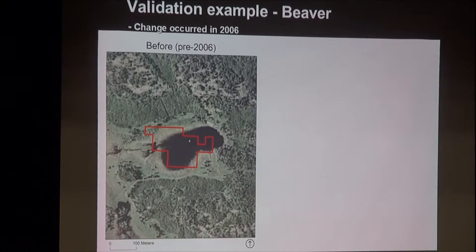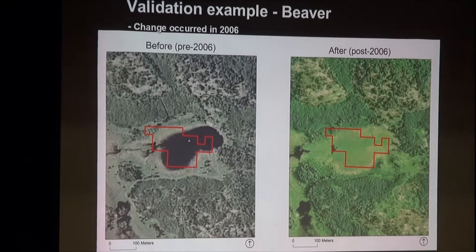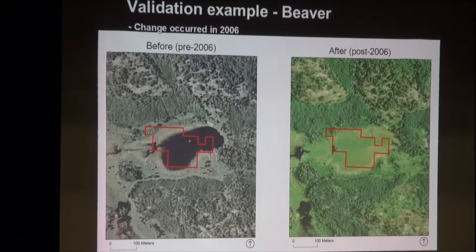Here's another example of a disturbance agent inside Voyageurs National Park. Here, this is a disturbance that occurred due to a beaver. The change occurred in 2006. This is what LandTrendr had said. So here is a before image with a little polygon from LandTrendr. There you can see it was water, so it was a dam. Either the beaver was present, or it wasn't but it recently left. And then after 2006, the dam was breached, the water all left, and it's starting to come back now as herbaceous vegetation.